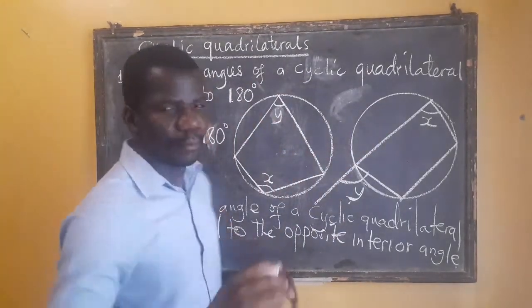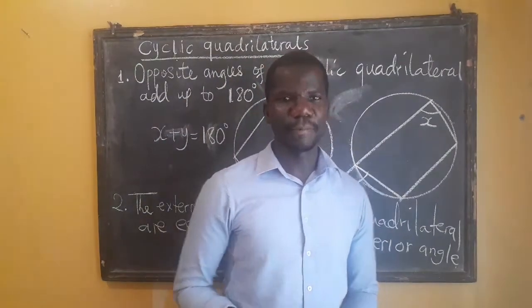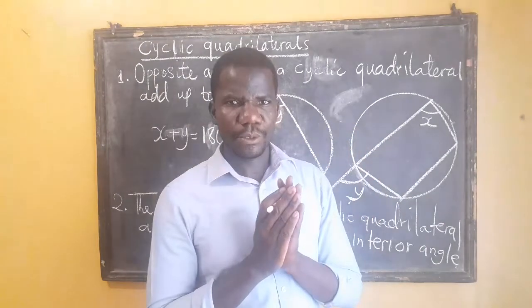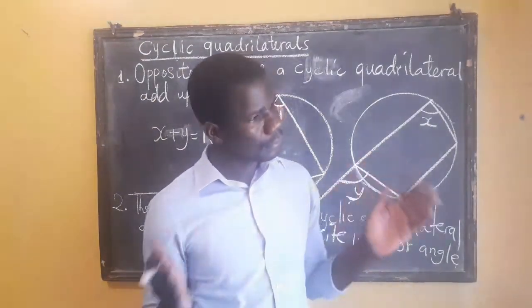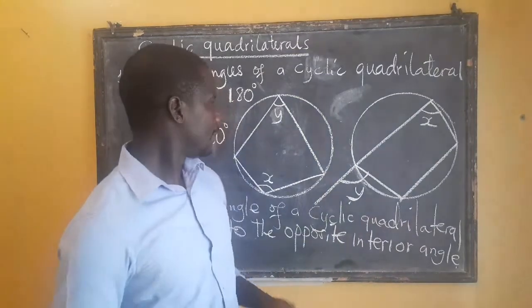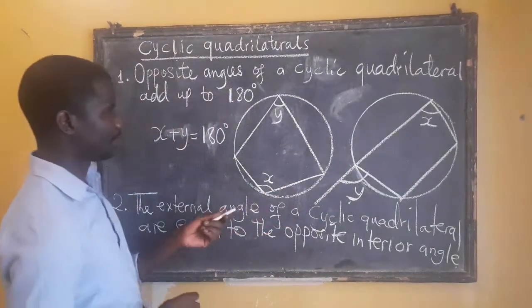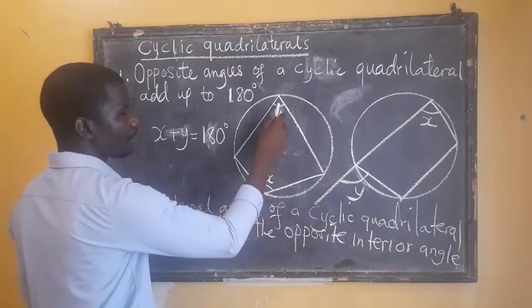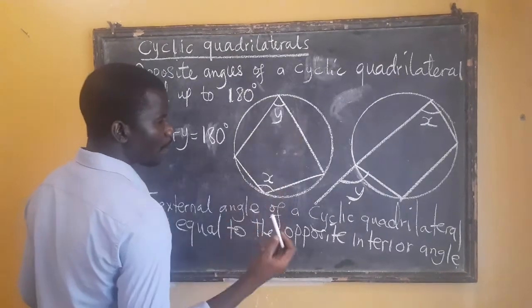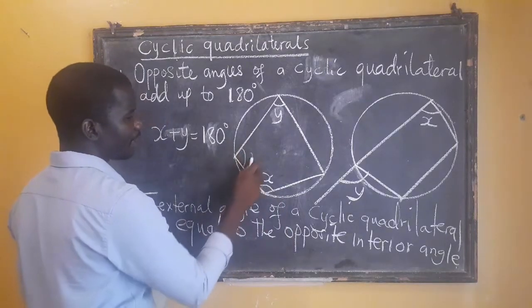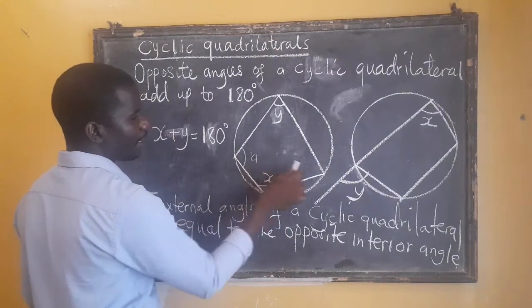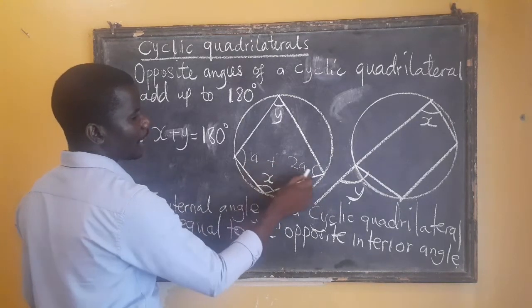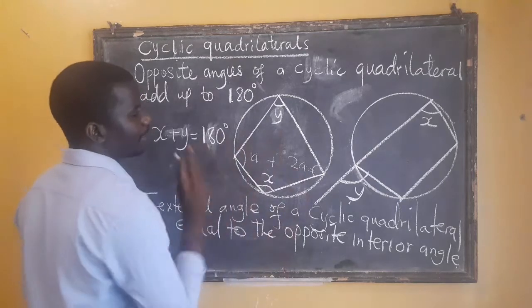It's as simple as that. There is nothing that I can add. Opposite angles in a cyclic quadrilateral add up to 180. Just like I have given an example here: X is an angle which is opposite to that one. These two angles will add up to 180. The same applies to this. If this is A and this is 2A, when we add A plus 2A, we need to equate them to 180.